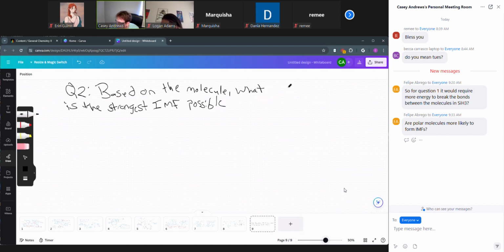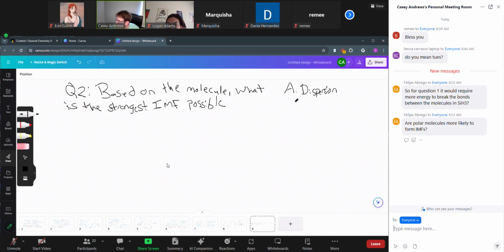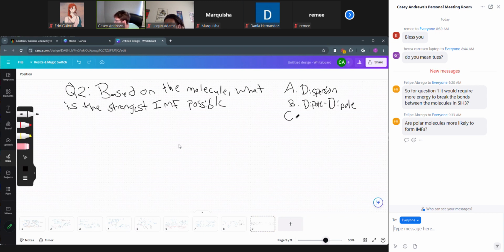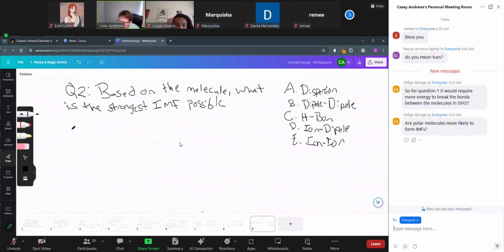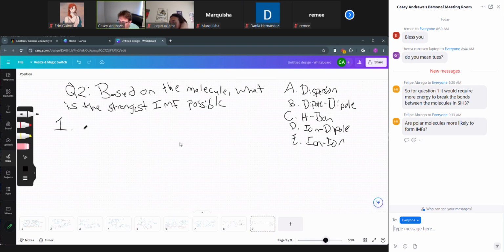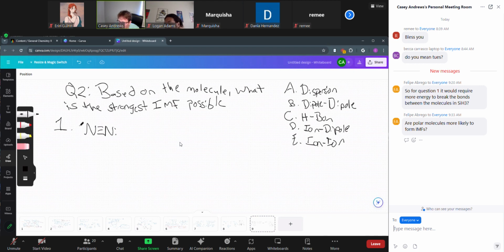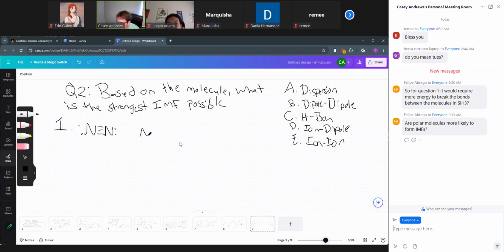I'm going to give you a molecule, and then your choices, I'm going to pop up a poll again. Choice A will be the strongest possible is dispersion. Choice B would be dipole-dipole. Choice C would be the hydrogen bond. Choice D would be the ion dipole. Choice E would be the ion-ion. So your first molecule that I want you to try and figure out is N2. I'm going to draw you the Lewis structure. So there are two molecules of N2, and there's its intermolecular force.